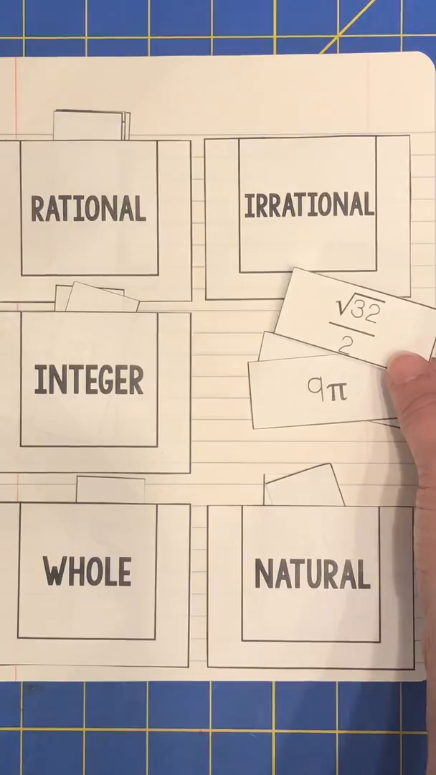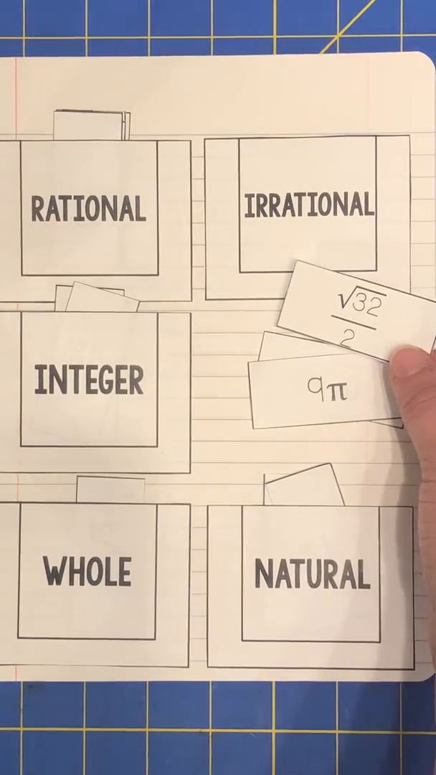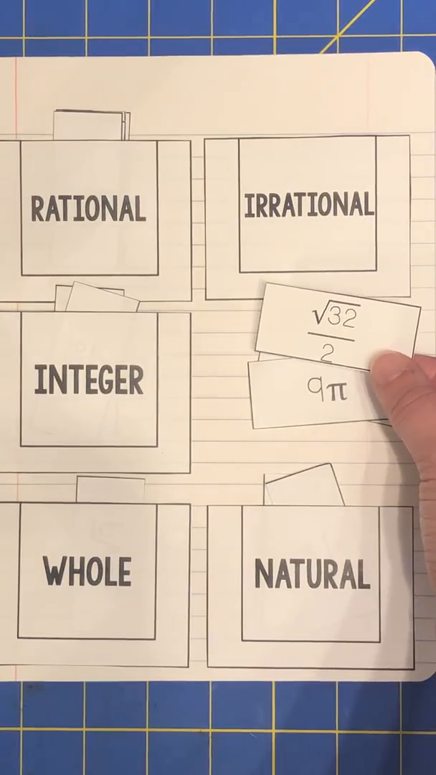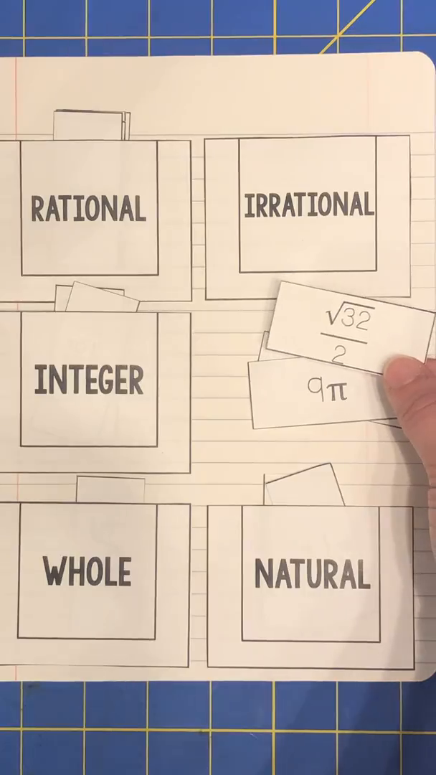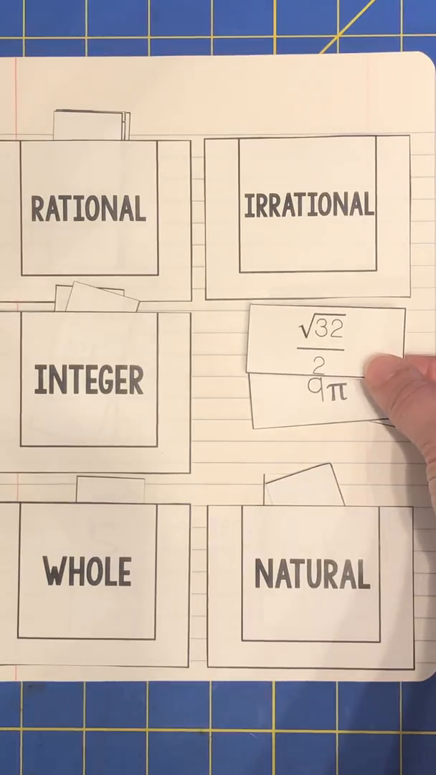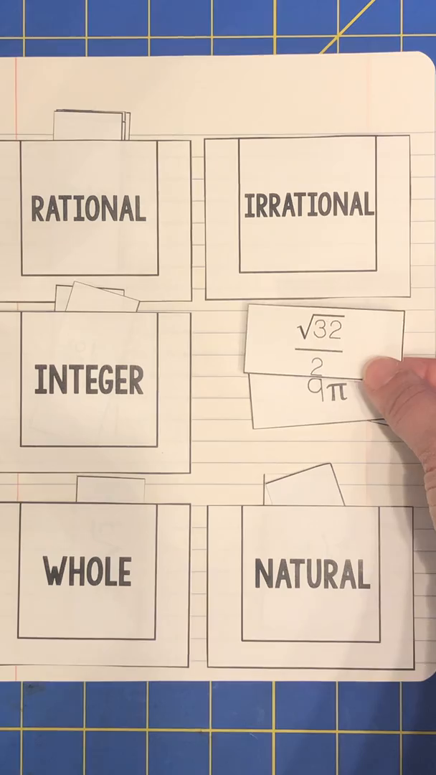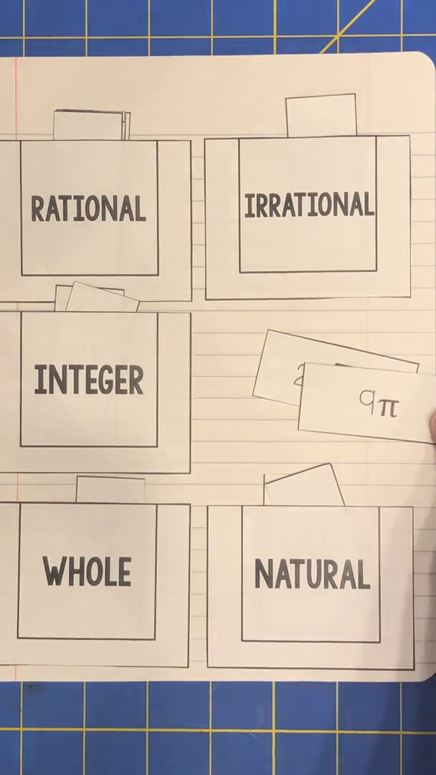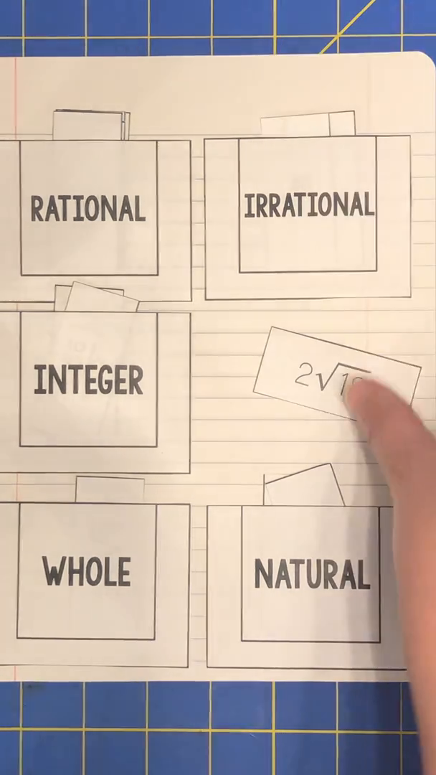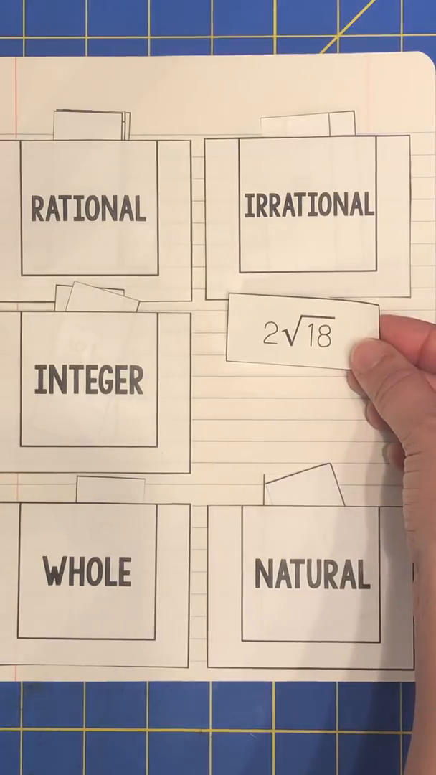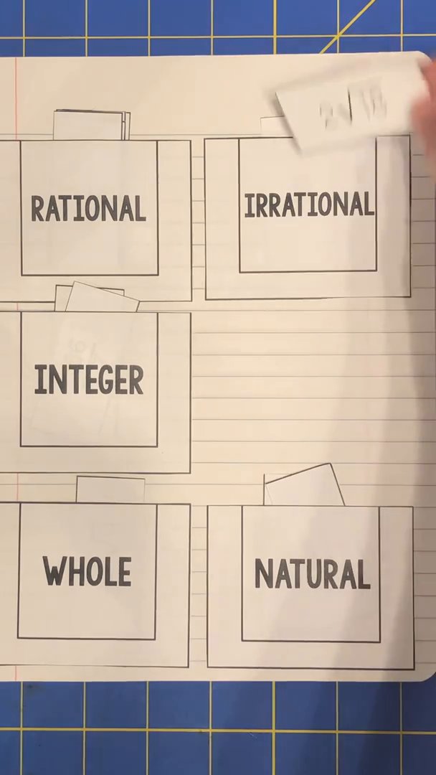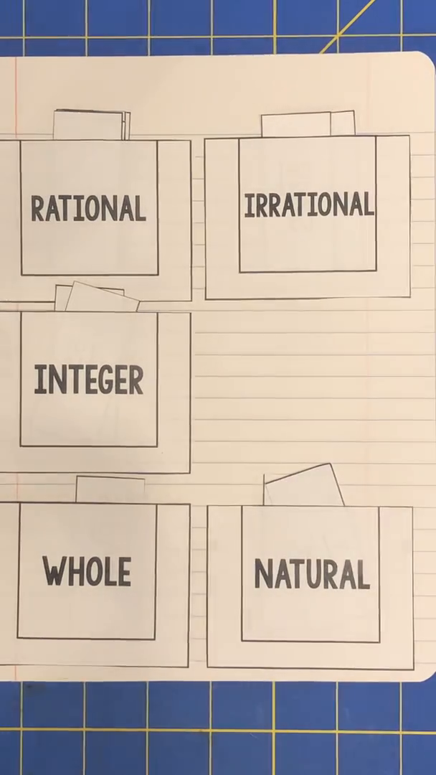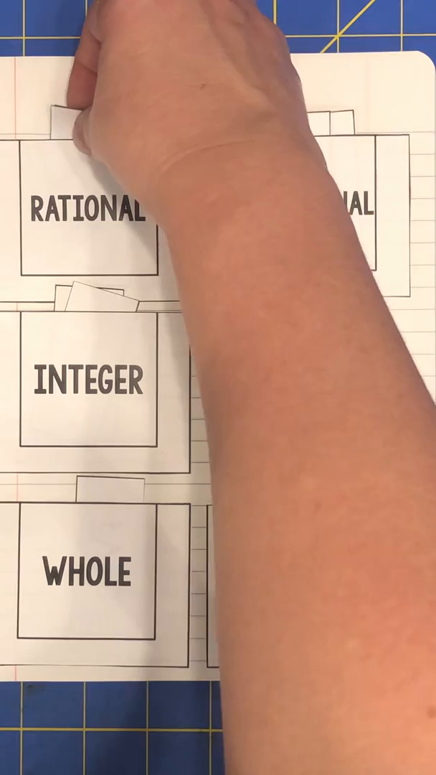They have no repeating pattern. They're what we would call mumbo jumbo numbers. They're non-perfect squares, non-terminating, and non-repeating decimals, numbers that can't even be written that way properly. So square root of 32 over 2, irrational. 9 times pi, irrational. 2 times the square root of 18. Square root of 18 is not a perfect square. Those are all what I had put for irrational.